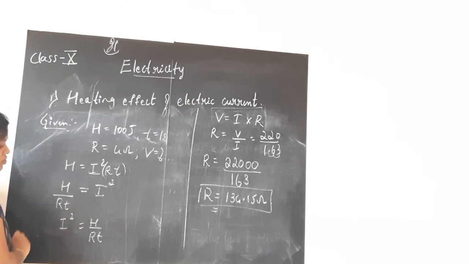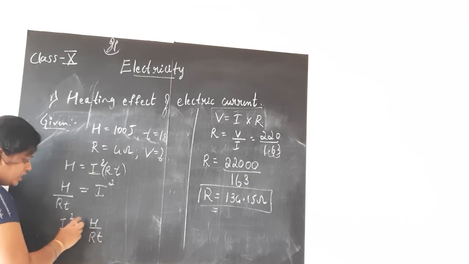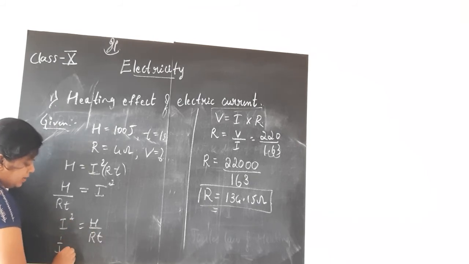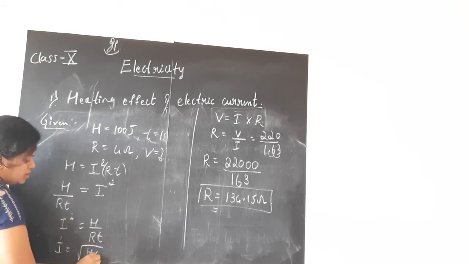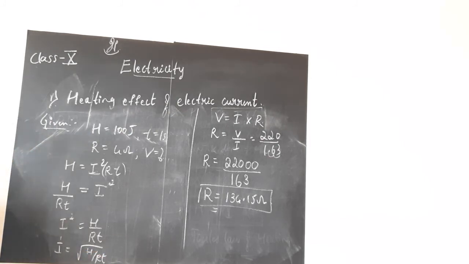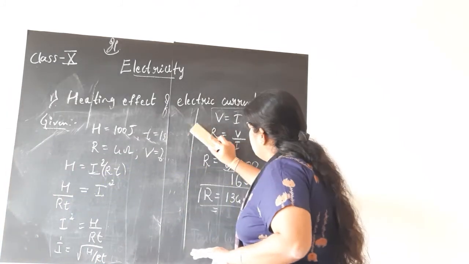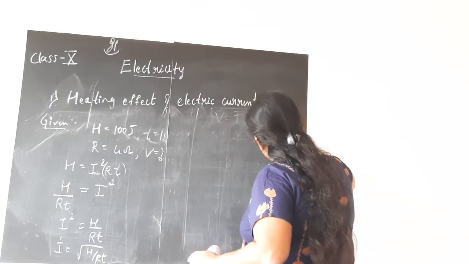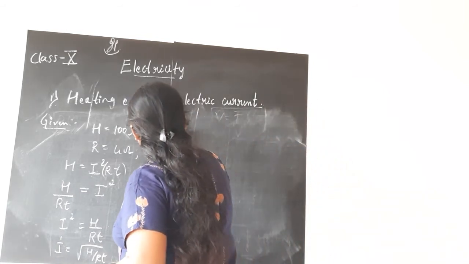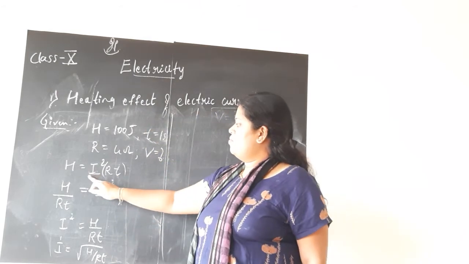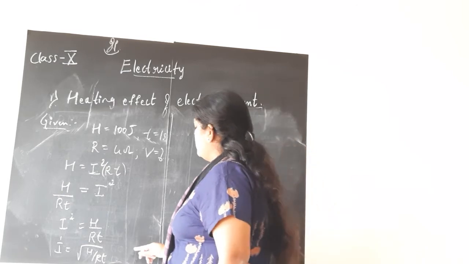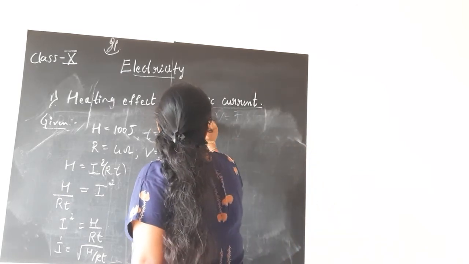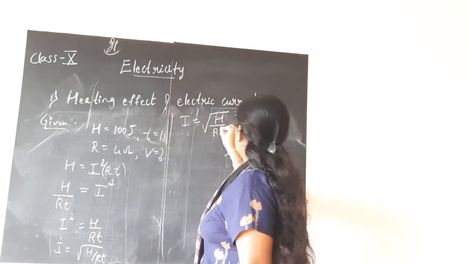Now to find out I square is difficult. So what we do is, I square is H by RT. What is I? See, this is square. If you remove it, you put square root on the RHS, H divided by R into T. So we got the formula for current as I is equal to square root of H divided by RT, from the formula of Joule's law of heating, H is equal to I square R into T. So I is square root of H divided by R into T.